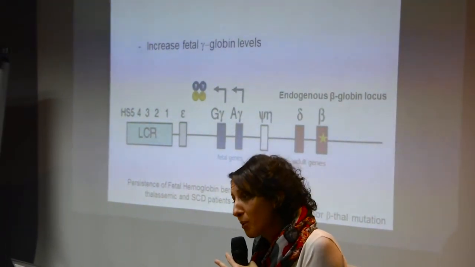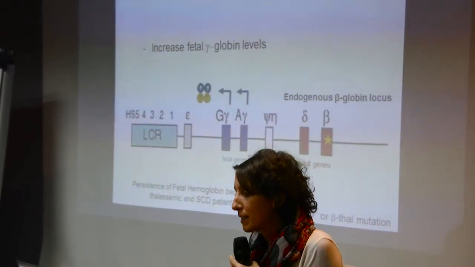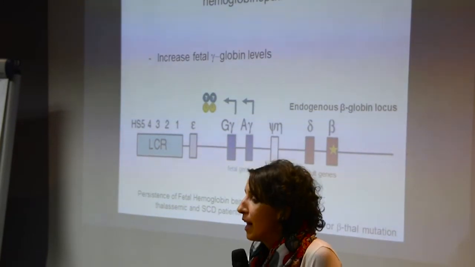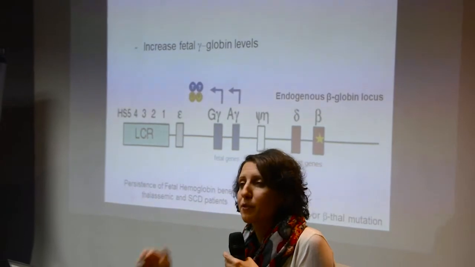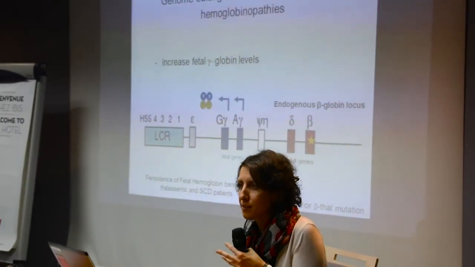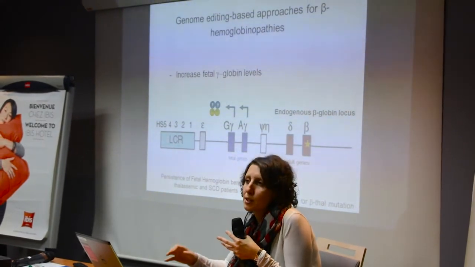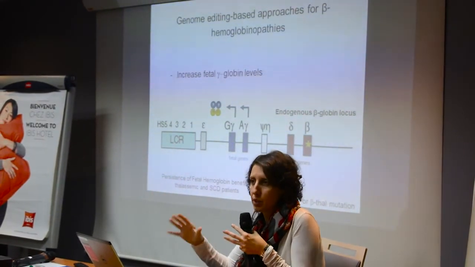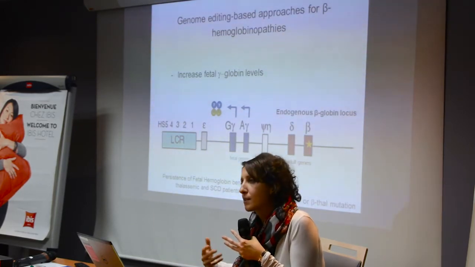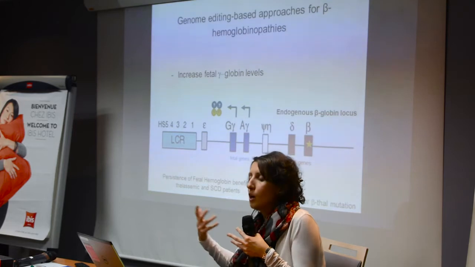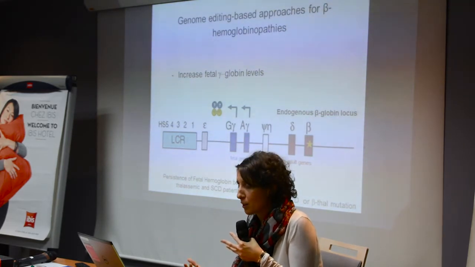But another approach that we are also working on is to increase fetal gamma globin levels. This is because in these patients, the fetal gamma globin is not present in our blood in adult life. But in these patients, the gamma globin genes have no mutation. So in theory, the idea is to reactivate them, to activate this gene in order to increase fetal hemoglobin expression.